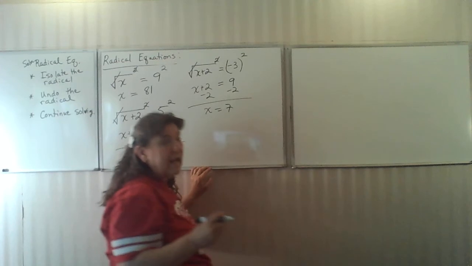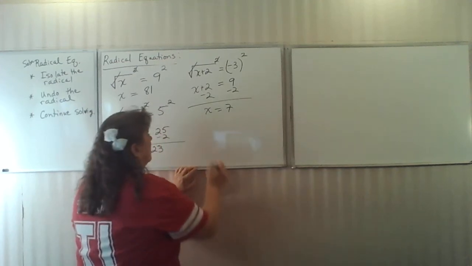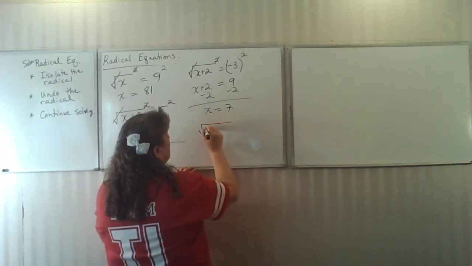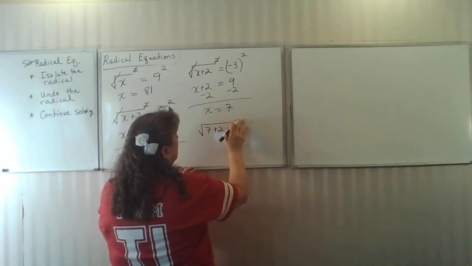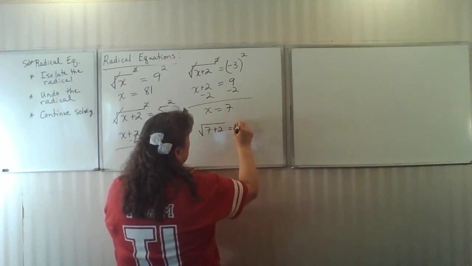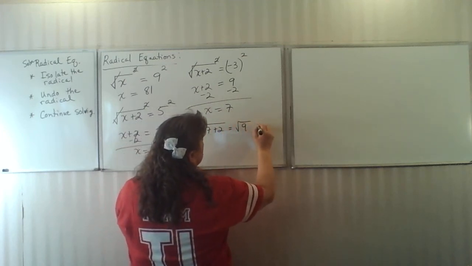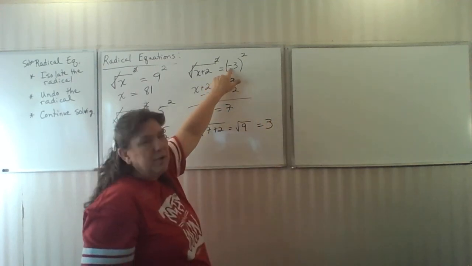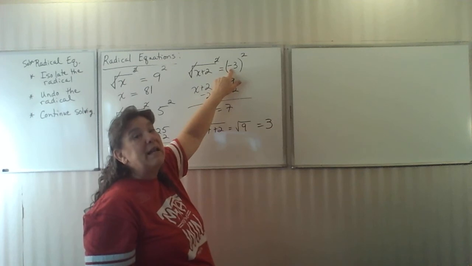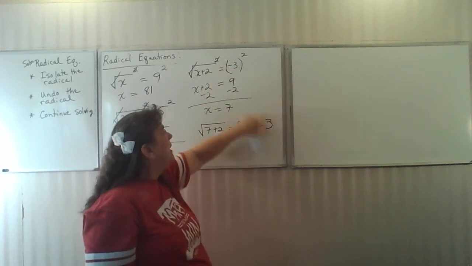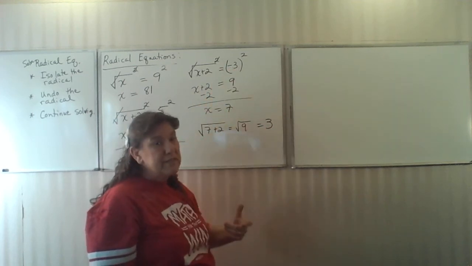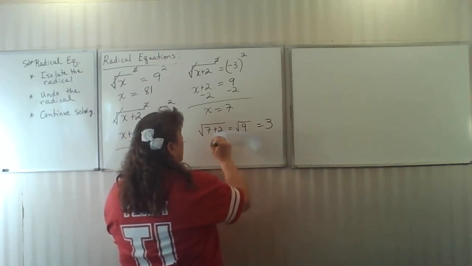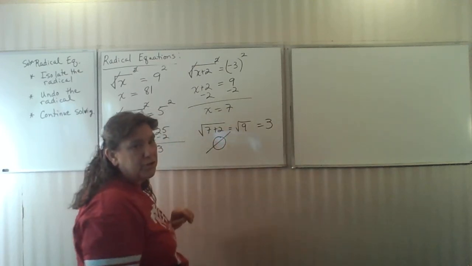But is that true? Let's try. I have square root of 7 plus 2 is equal to the square root of 9, which is equal to a positive 3. But what did I start out with? I started out with a -3. 3 and -3 are not the same number. Therefore, this has no solution.